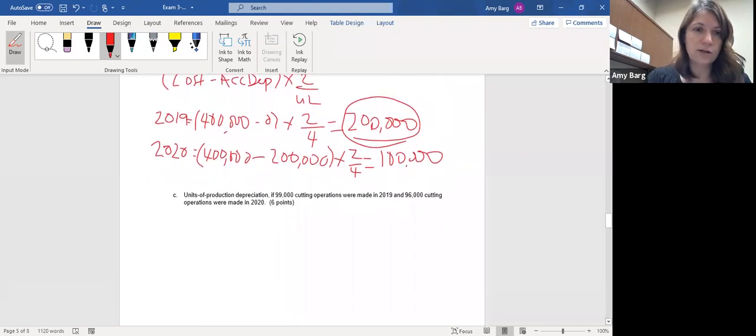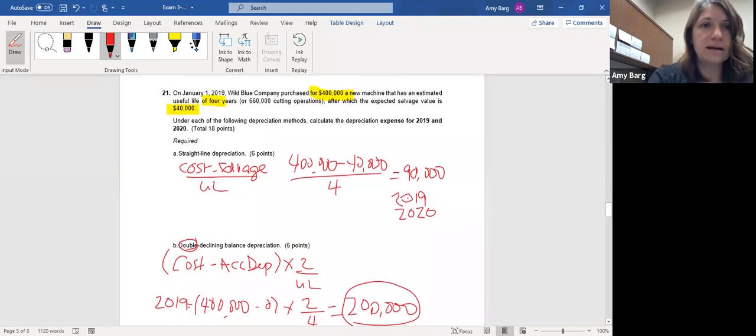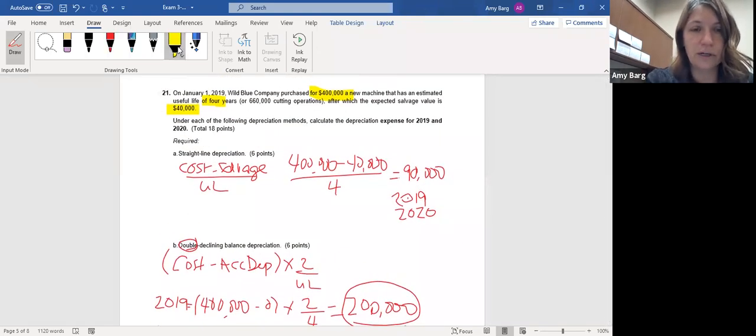All right. So units of production, we need to go back. We do need another value up here from the top. So it tells us also, we're going to need this for units of production, that there are 660,000 cutting operations that this machine is capable of over its lifetime.